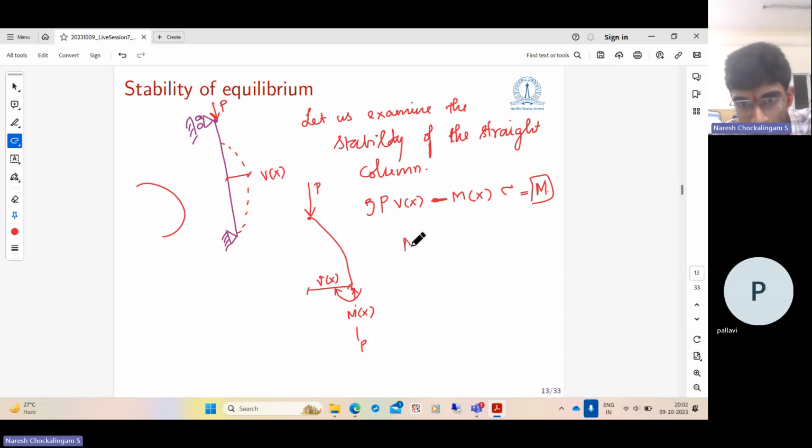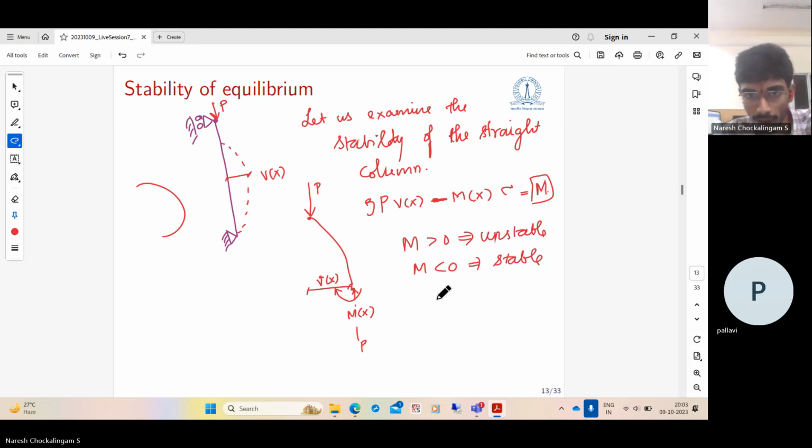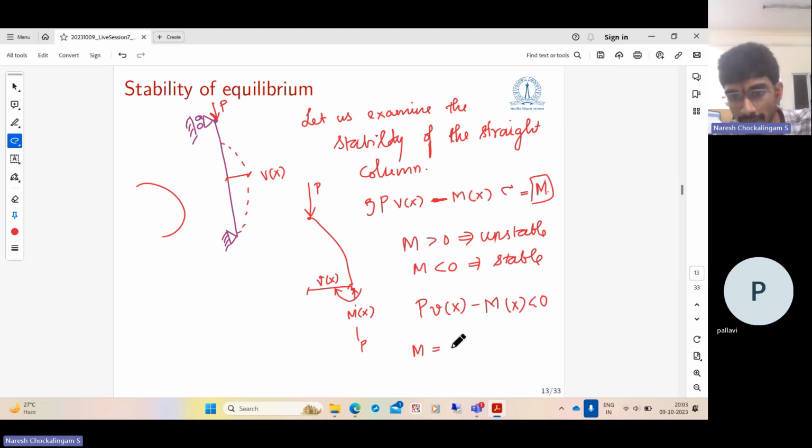Now, if the net unbalanced moment M is acting in the same direction as the destabilizing one, so it has already rotated in the counterclockwise direction. If M greater than 0, we know it is unstable. And if M is less than 0, we know the configuration is stable. So what is the condition for stability? We want P V of x minus M of x to be less than 0. And we know from the beam bending theory what M is. That is the moment curvature relation. Very simple. It is EI d square v by dx square.